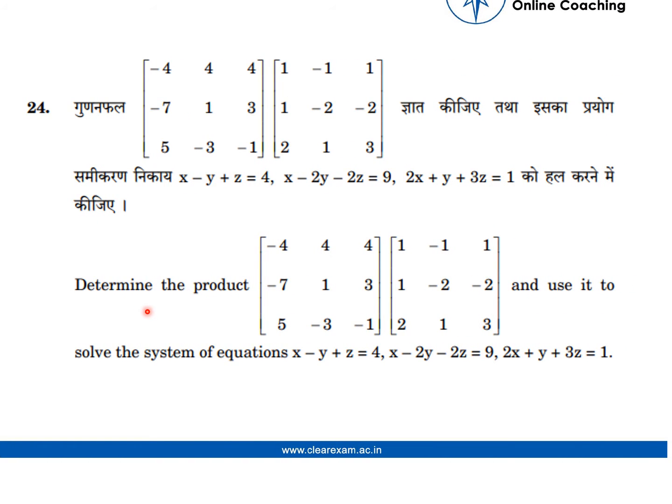We are given the question: determine the product of these two matrices and use it to solve the system of equations x minus y plus z is equal to 4, x minus 2y minus 2z is equal to 9, and 2x plus y plus 3z is equal to 1.